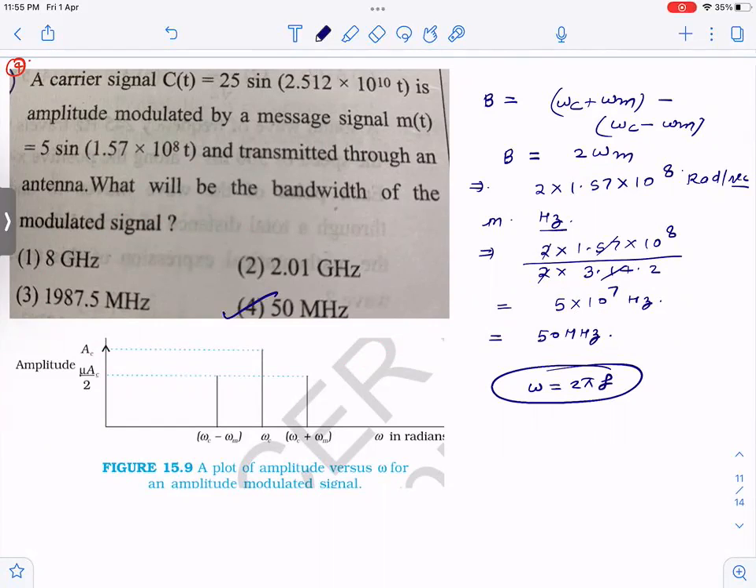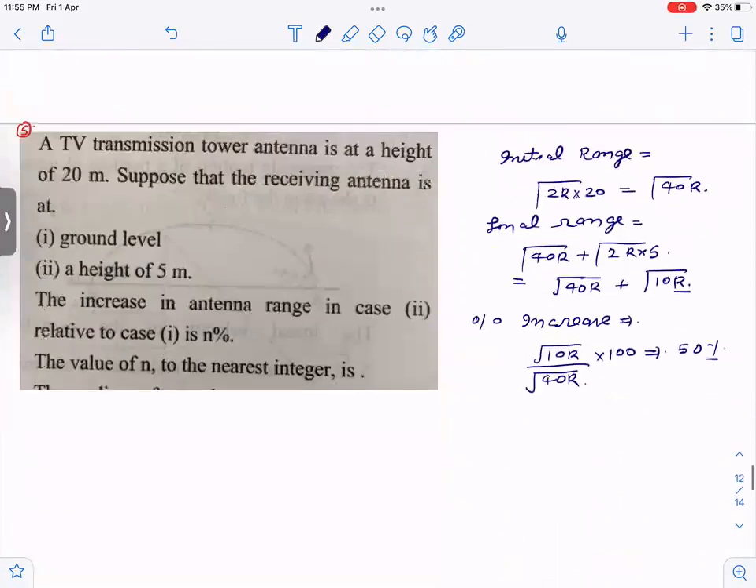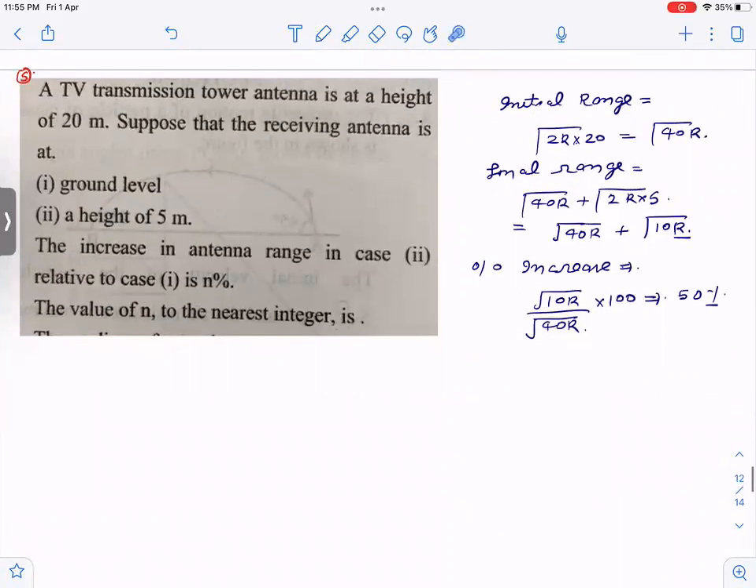Very, very simple question. Okay, let's see the next one. The next question is again: a TV transmission tower antenna is at a height of 20 meter. Suppose the receiving antenna is at ground level, again the same question. Ground level means almost zero height. In the second case the height is 5 meters. So for the receiving antenna in two cases, one, you can consider the height as approximately 0; here it is 5 meter. Then the increase in antenna range relative to case one is n%.